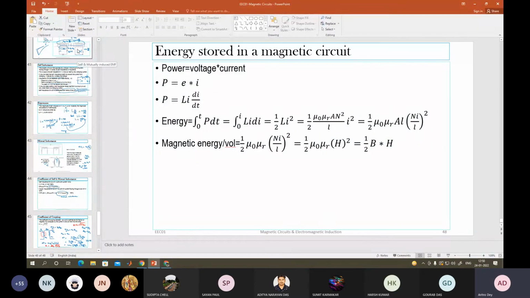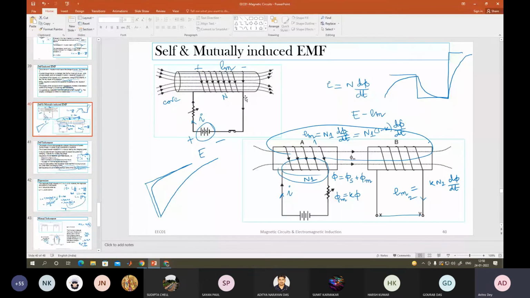Now, in case of self inductance, let us come back here. This is the thing, right? Self inductance, if we just note it down, there is no opposing thing, right? Here, whenever you have a flux line, sorry, I'll just put it in.